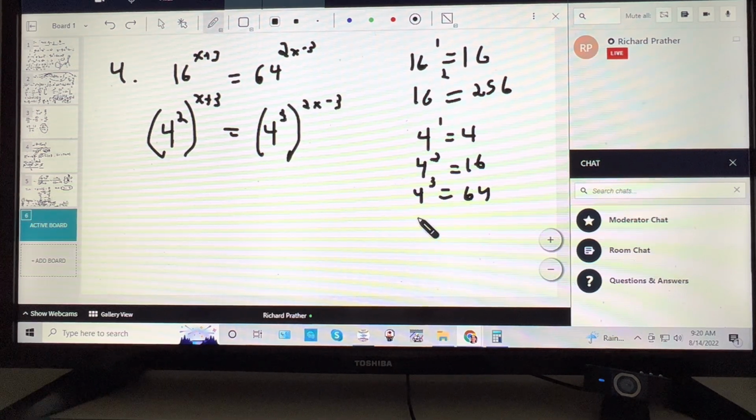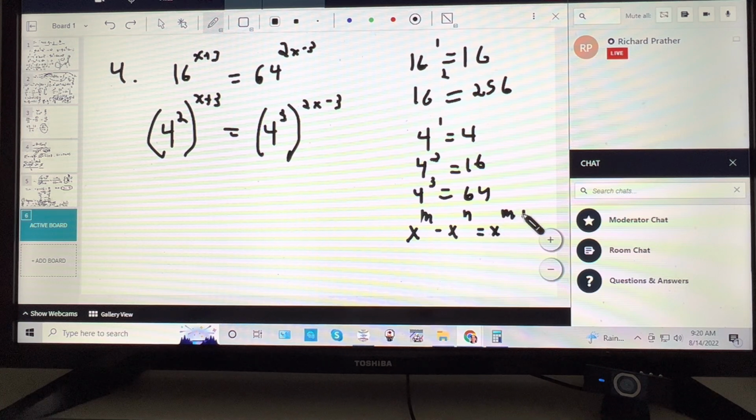Then rules of exponents, if you have x to the m times x to the n, that's when you add the exponents. But if you have x to the m to the n, where there's one base and a double exponent, that's when you multiply exponents. You never do exponents like they look. If you're multiplying, you don't multiply. If it looks like an exponent, you don't do an exponent.